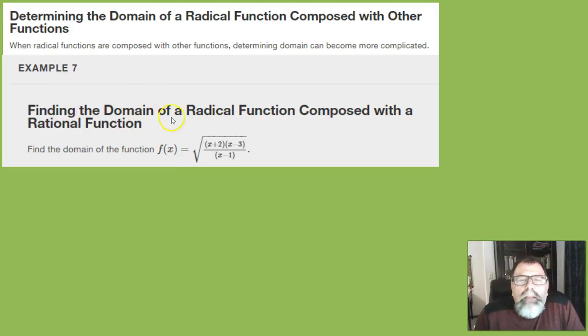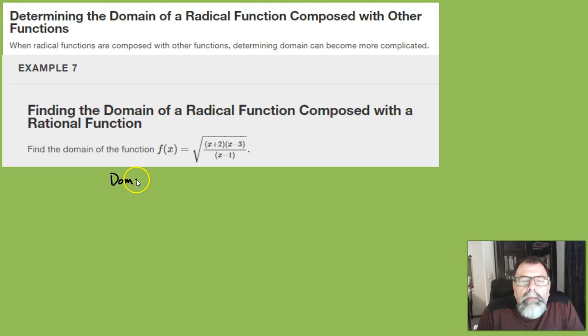Example 7, finding the domain of a radical function composed with a rational function. So find the domain of the function. So we got the square root, that's the radical part. And inside the radical we have the rational function, x plus 2 times x minus 3 over x minus 1. Okay, so it gets a little more complicated when you're doing this. So find the domain.